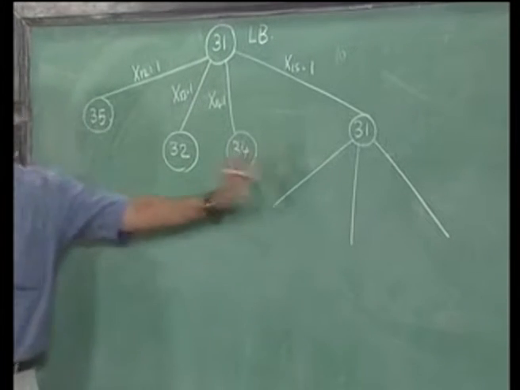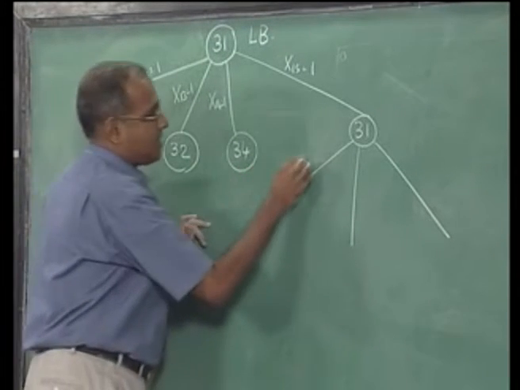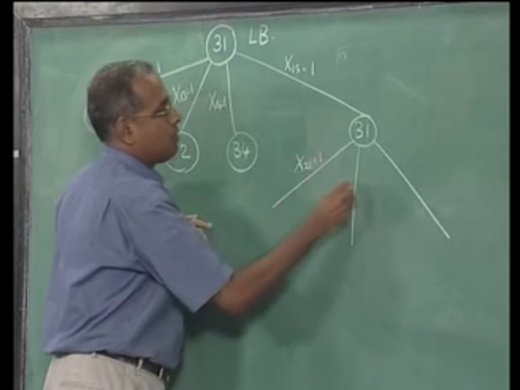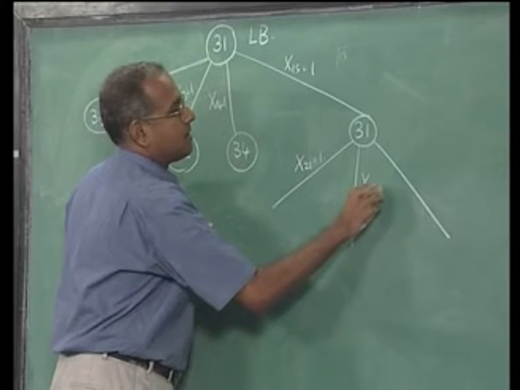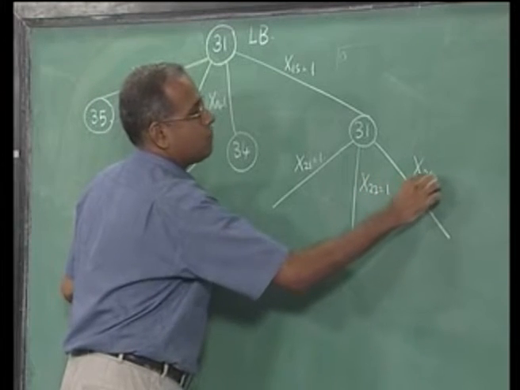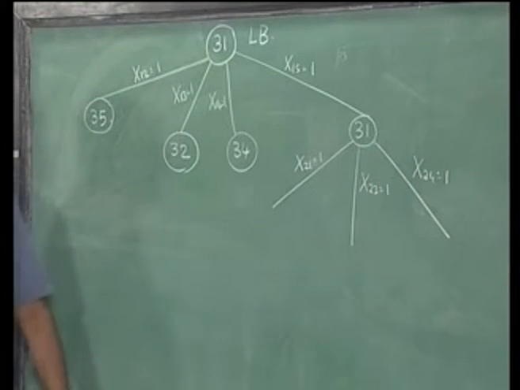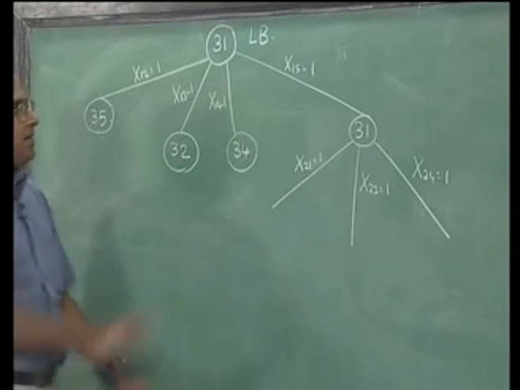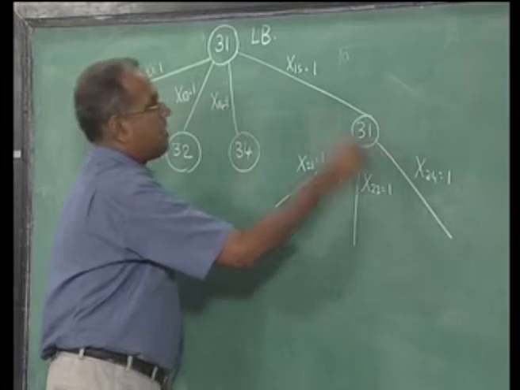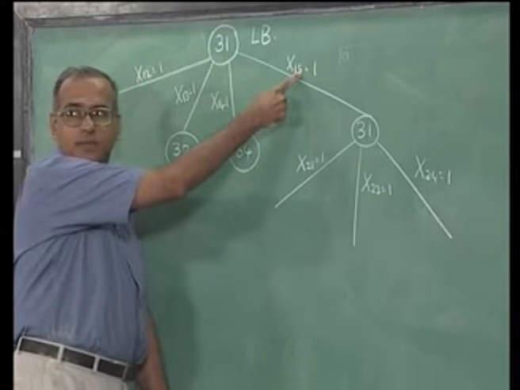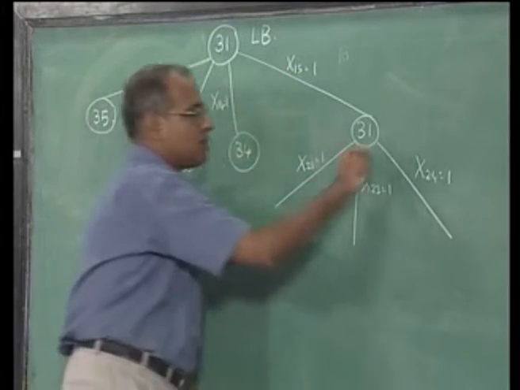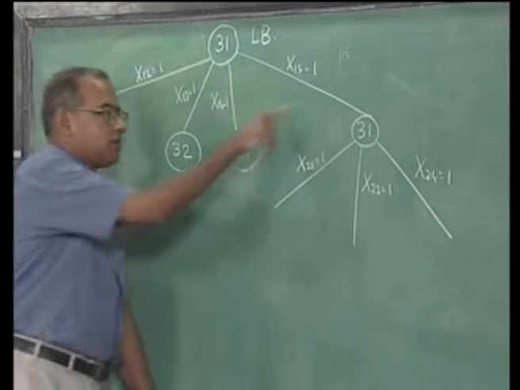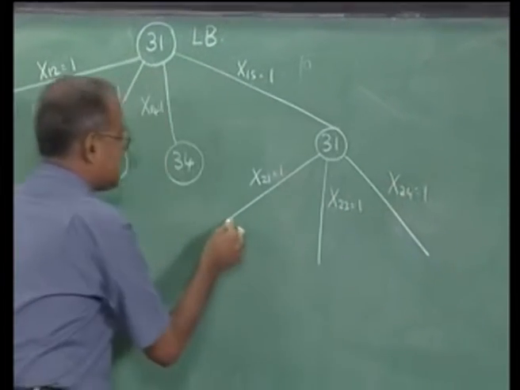Now, we have to create 3 more branches and we now say that here the person will do x21 equal to 1, this will be x23 equal to 1 and this will be x24 equal to 1. 2 2 we will avoid because it is a subtour and we will not have 2 5 because we already have put 1 5. The person has already reached 5. So, the person will not go from 2 to 5 again. So, from 2 the person can do only these 3 things.